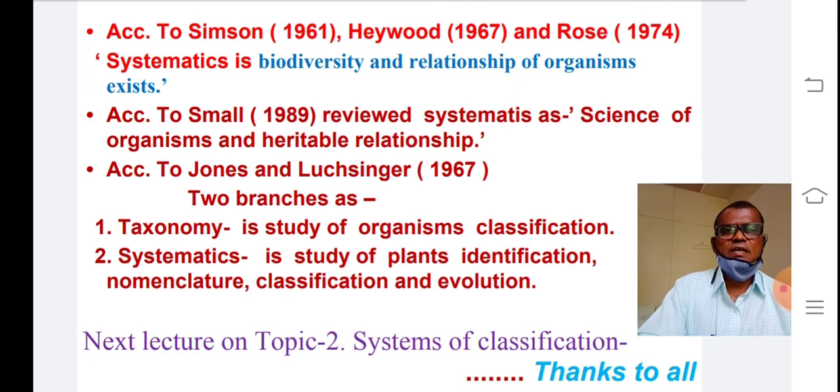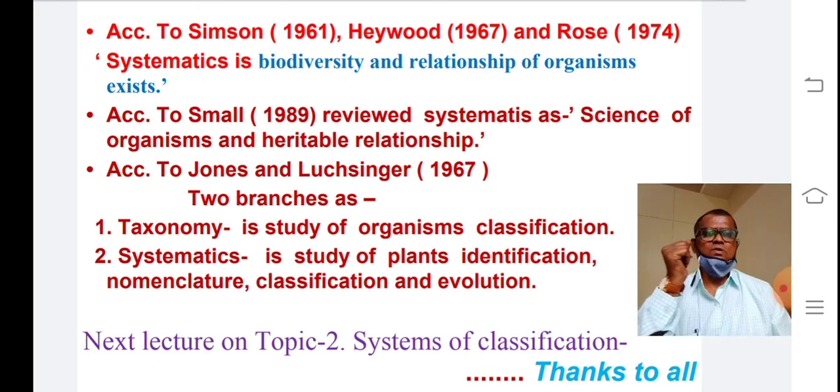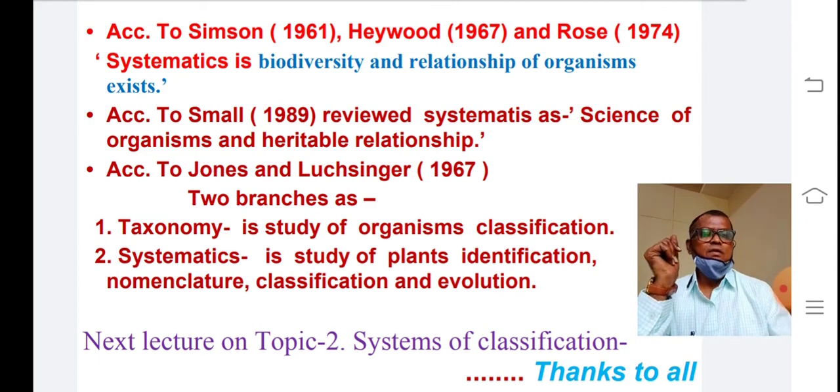According to Jones and Luchsinger, there are 2 branches. One is taxonomy, which gives the study of organisms, classification, and systematics, the study of the plants: identification, nomenclature, classification, and evolution. Evolution means the old historical study. So this is our topic, with some points: identification, nomenclature, and classification.